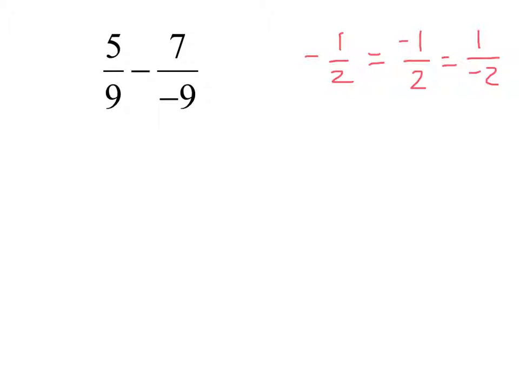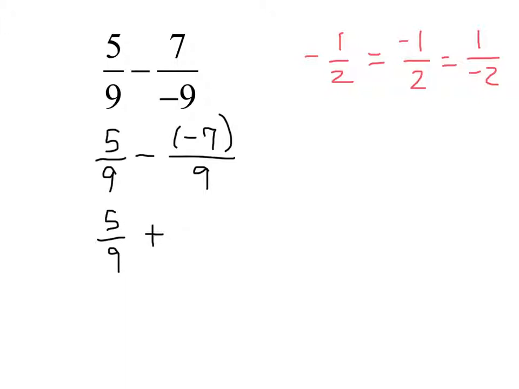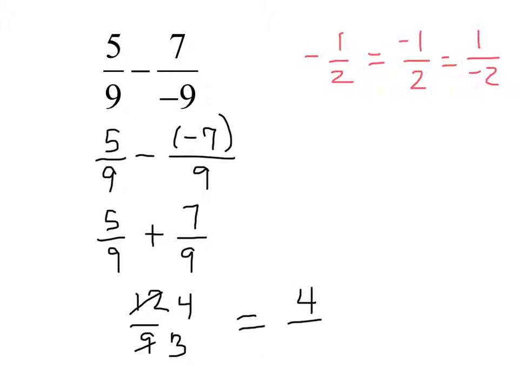So, in this particular problem, I'm going to rewrite 7 over a negative 9 as negative 7 over 9. That's the same thing. So I made the denominator the opposite of what it was. I had to make the numerator the opposite of what it was. So now I have 5/9 minus a negative 7. Minus a negative gives me plus a positive. 12/9. 12 and 9 are divisible by 3. 3 goes into 12 4 times. 3 goes into 9 3 times. So my final answer is 4/3.